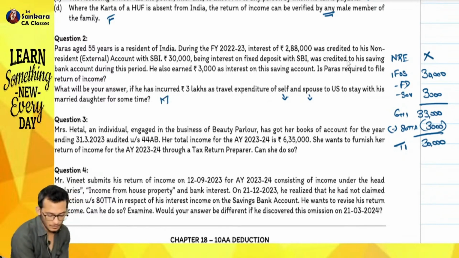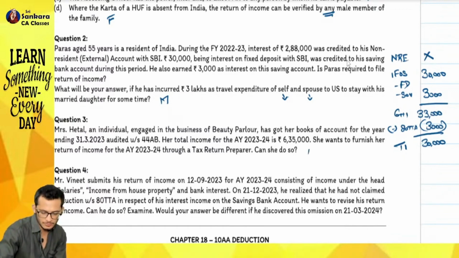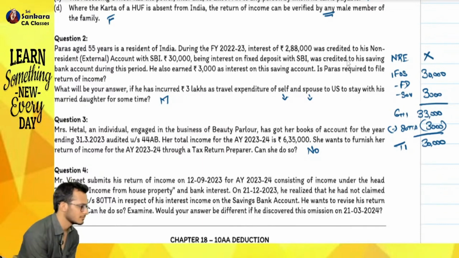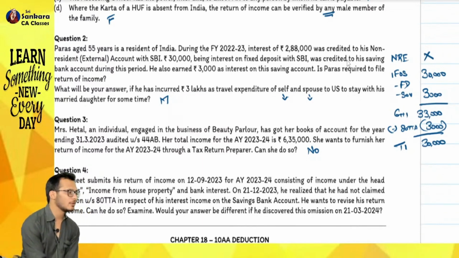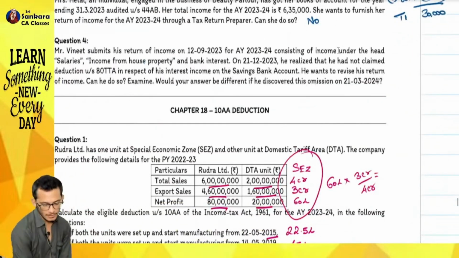Mrs. Heathel, an individual engaged in the business of beauty parlor, has got her books of accounts for the year ended 31st March 23 audited under 44AB. Her total income for the assessment year 23-24 is 6,35,000. She wants to furnish a return of income through a TRP. Can she do so? No. Why and all does not matter. For those who want to understand, if you are liable for audit, TRP is not applicable to you. Not coming in exam, ignore it.